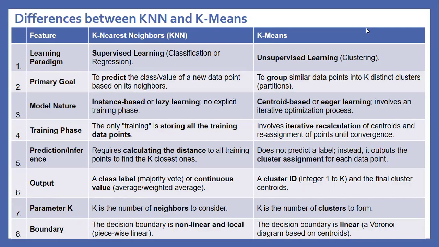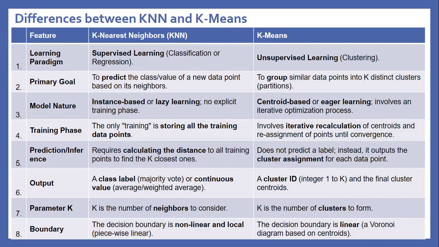Hi friends, in the continuation of the data science interview question answer series, we are moving to the question: difference between K nearest neighbor and K means. Learning paradigm: K nearest neighbor is supervised learning, used for classification or regression. K means is unsupervised learning, used for clustering. Primary goal: KNN predicts the class value of new data points based on its neighbors. In K means, the goal is to group similar data points into K distinct clusters, or partitions.